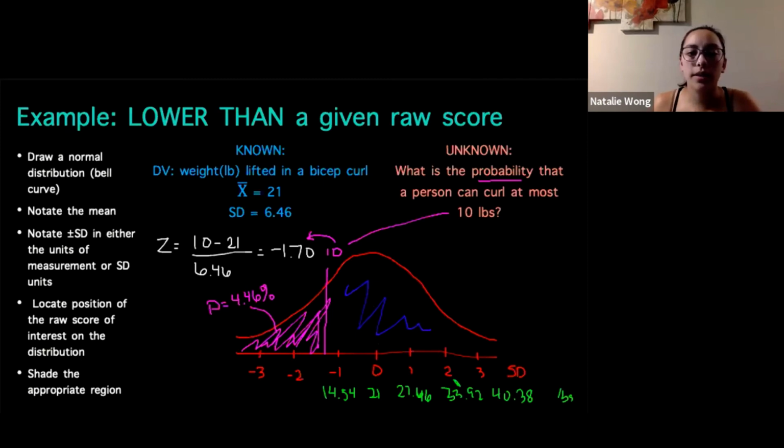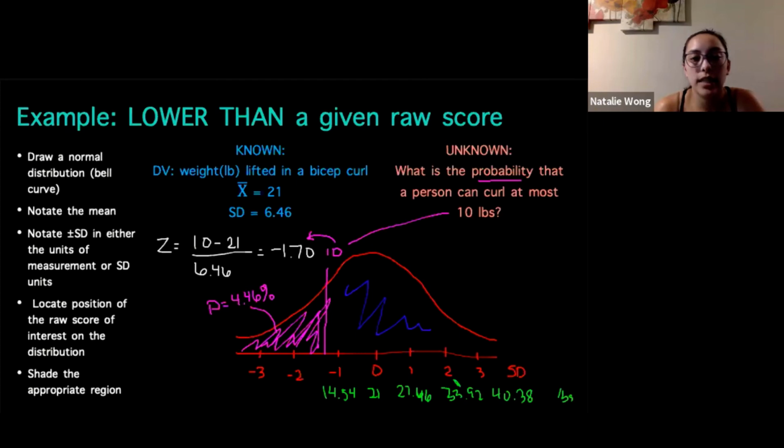But what I was saying with this blue area here, if we wanted the probability that a value existed above a certain raw score of interest, so maybe I want to know what's the probability a person can curl at least 10 pounds, right? In that case, 10 is still my raw score of interest, but I want to know the area above 10. Z-scores are going to give me this magenta area. So in order to find this blue area, I just have to do 1 minus the probability, or 100 minus the percentage.